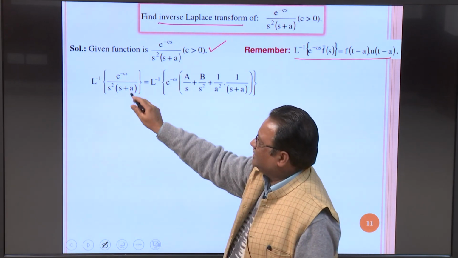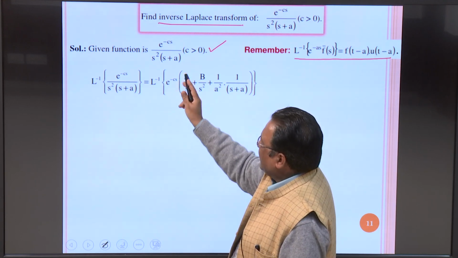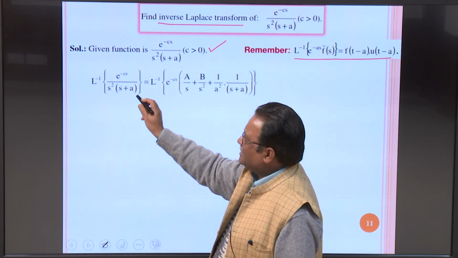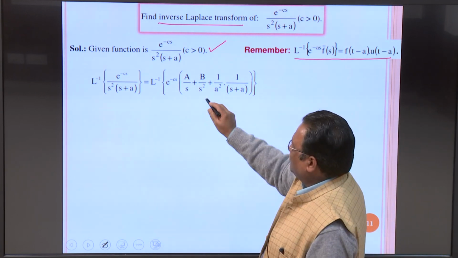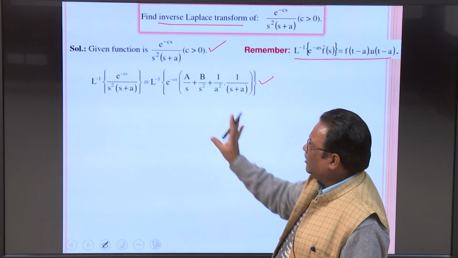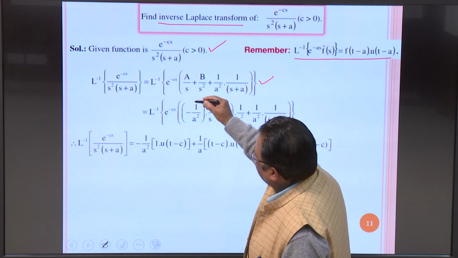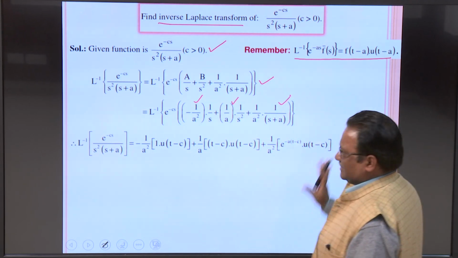This expression is given, and the purpose is to evaluate the inverse Laplace transform of this function. So L inverse of this is equal to L inverse of e^(−cs) times 1/(s²(s + a)). Use partial fractions here: A/s + B/s² + (1/a²)·1/(s + a). Calculate the values of A and B. A is this, B is this, and the third term is as it is.